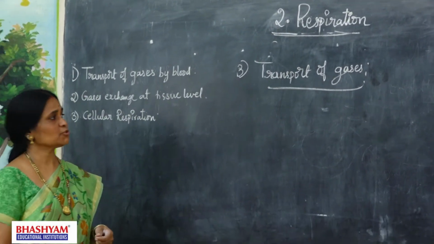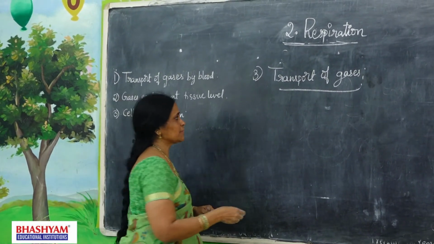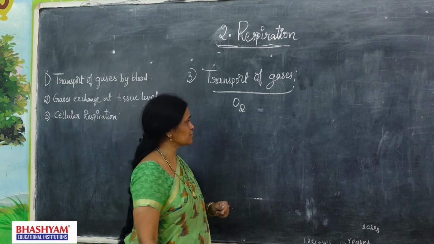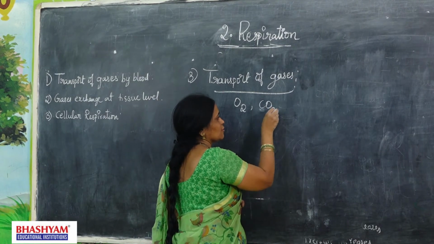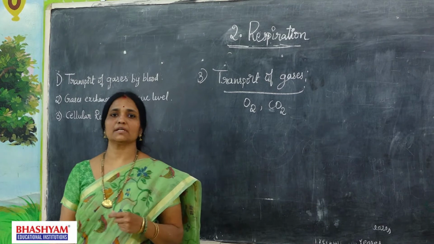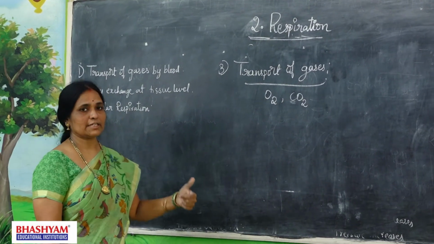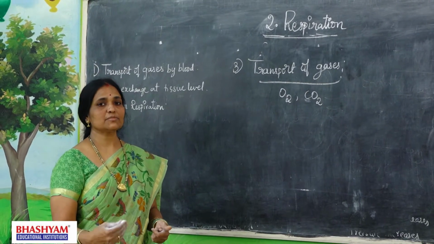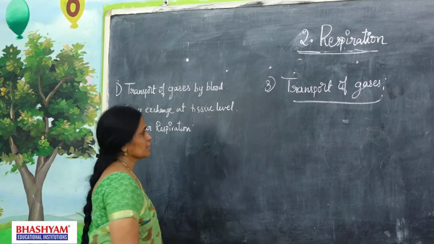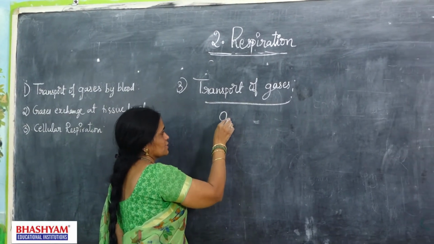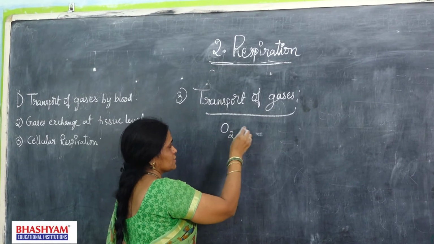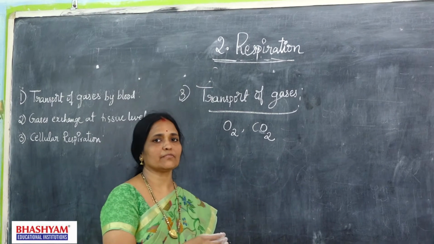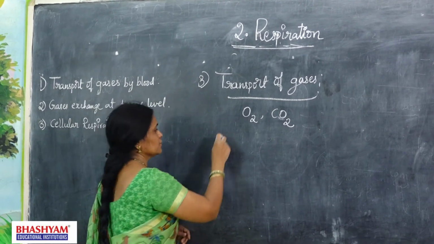What are the two major gases required for the process of respiration? One is oxygen, which is utilized during respiration. And what gas is released? Carbon dioxide is released during respiration. Utilization takes place in cells, and carbon dioxide is released in the cells, from cells to the atmosphere. Transport of gases from one place to another takes place with the help of blood.